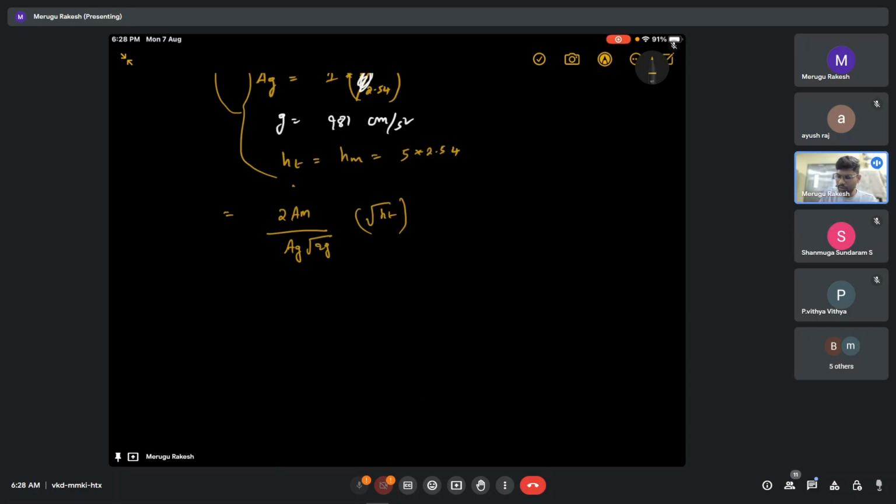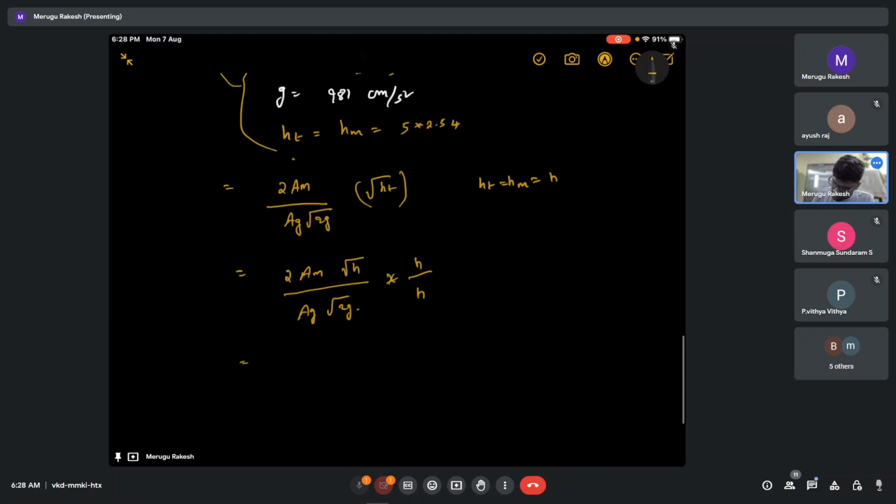So I think you can rewrite this formula. Let me write ht equal to hm, that is the height of the screw equal to the height of the mold, equal to h. So in this case, Am into square root of h divided by Ag into square root of 2g. What happens if I multiply by root h in the numerator as well as the denominator? This h I can write as square root of h multiplied by square root of h, so this h and this one will get cancelled. I will be left with Am into h divided by the area of the gate multiplied by the square root of 2g times h.